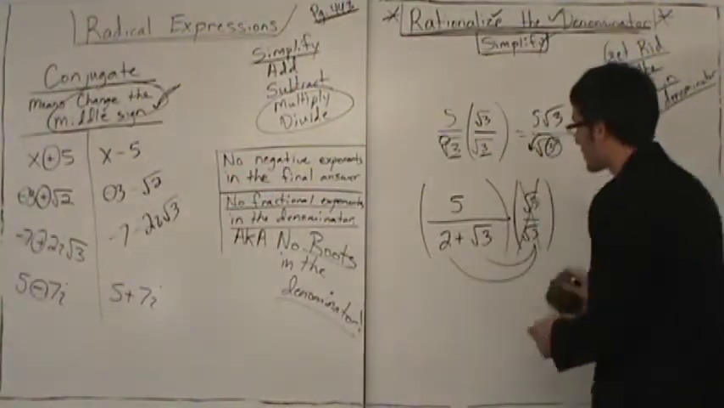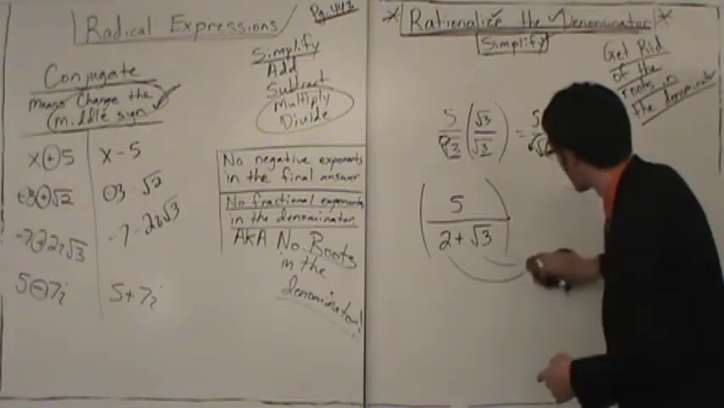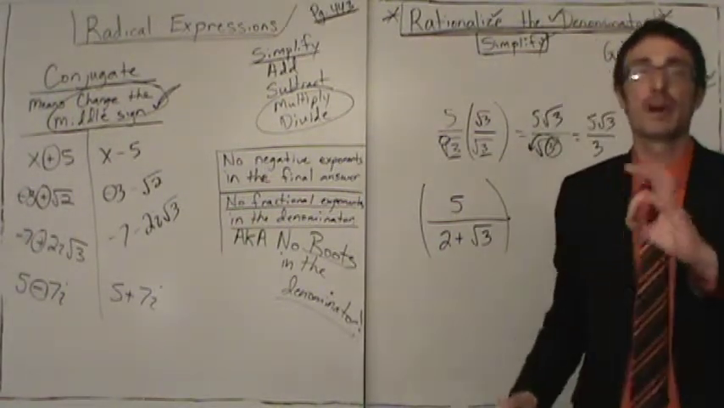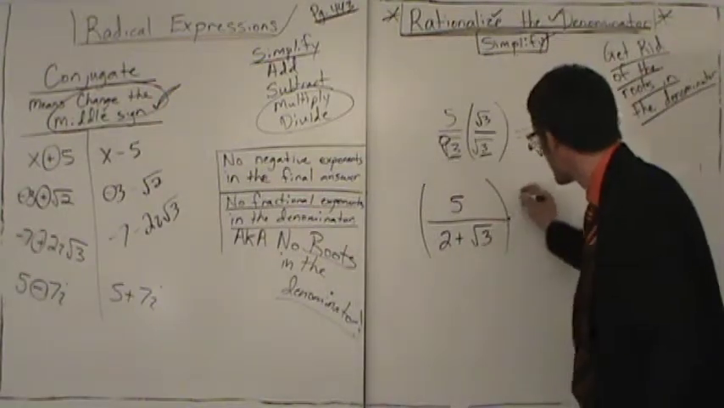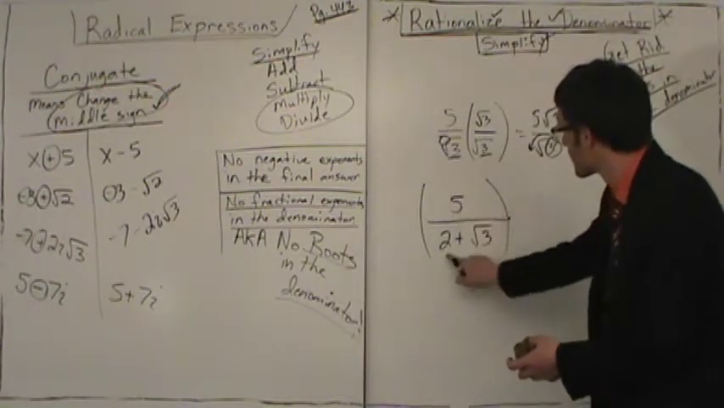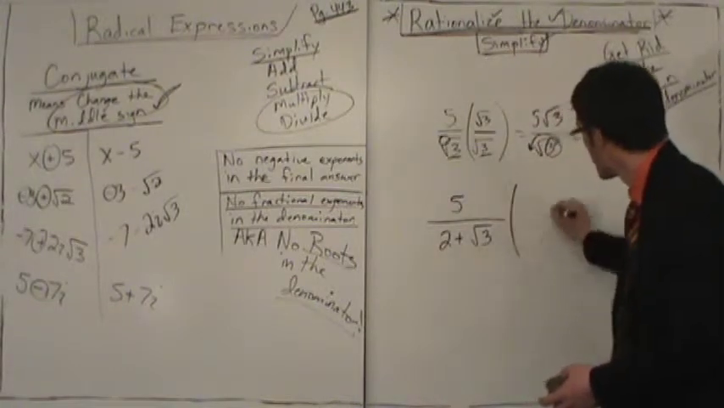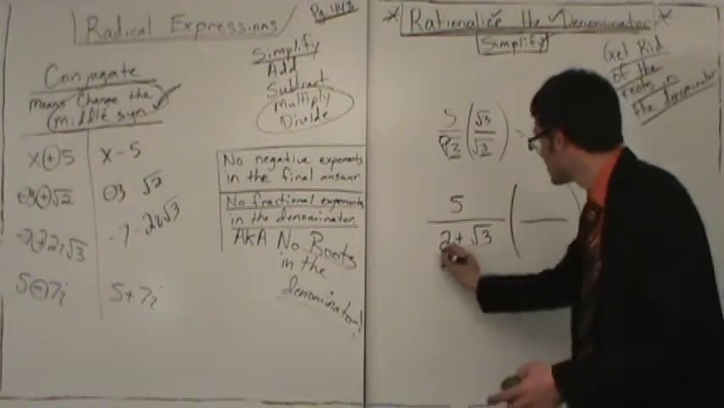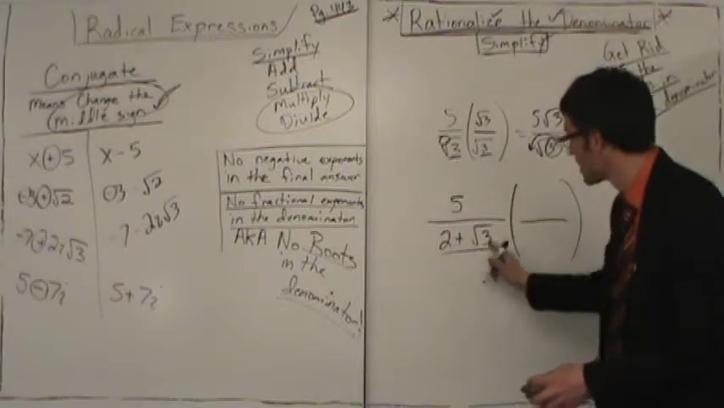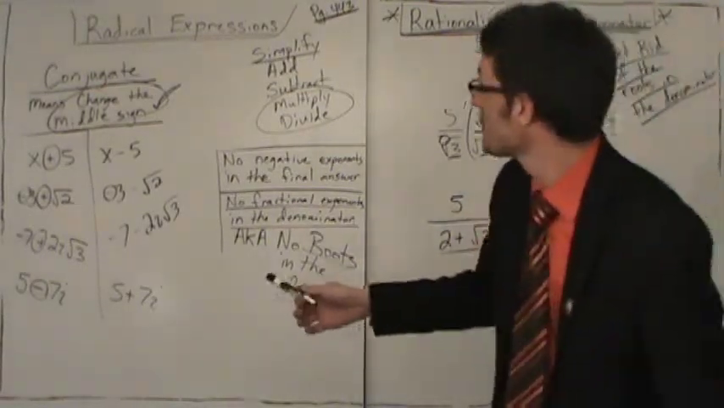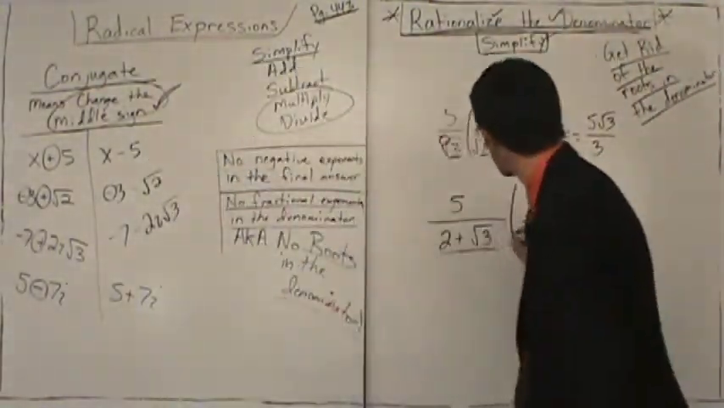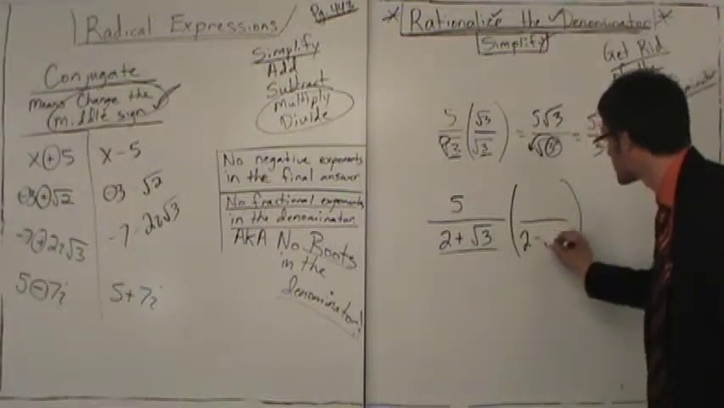So how are we going to get rid of this root 3? Well, very specifically, we're going to multiply by the conjugate of the denominator. So we're going to look at this 5 over 2 plus root 3, and we are going to multiply by the conjugate of the denominator. Since this is 2 plus root 3, remember, conjugate means change the middle sign. We're going to multiply by 2 minus root 3.